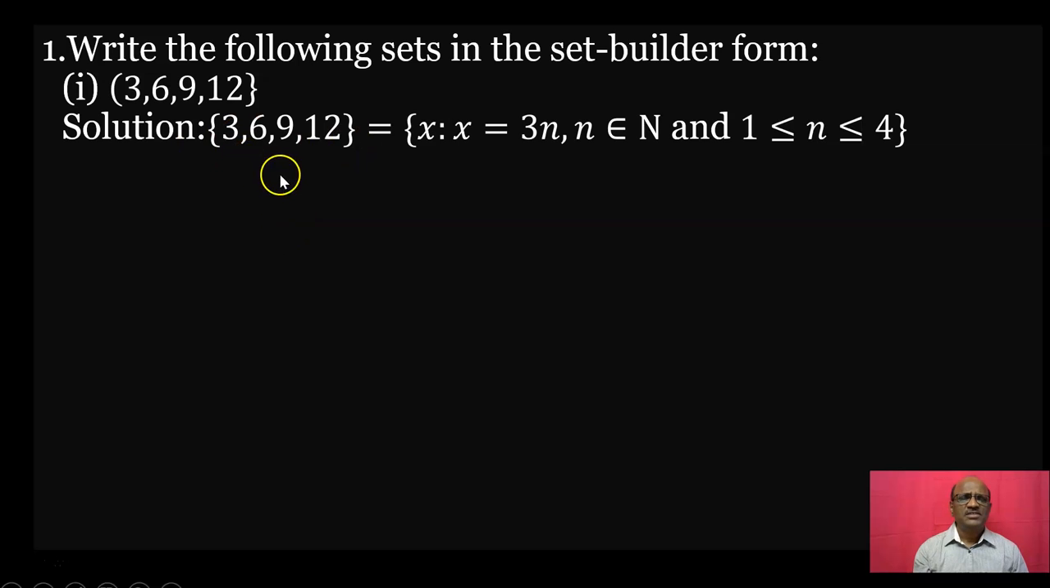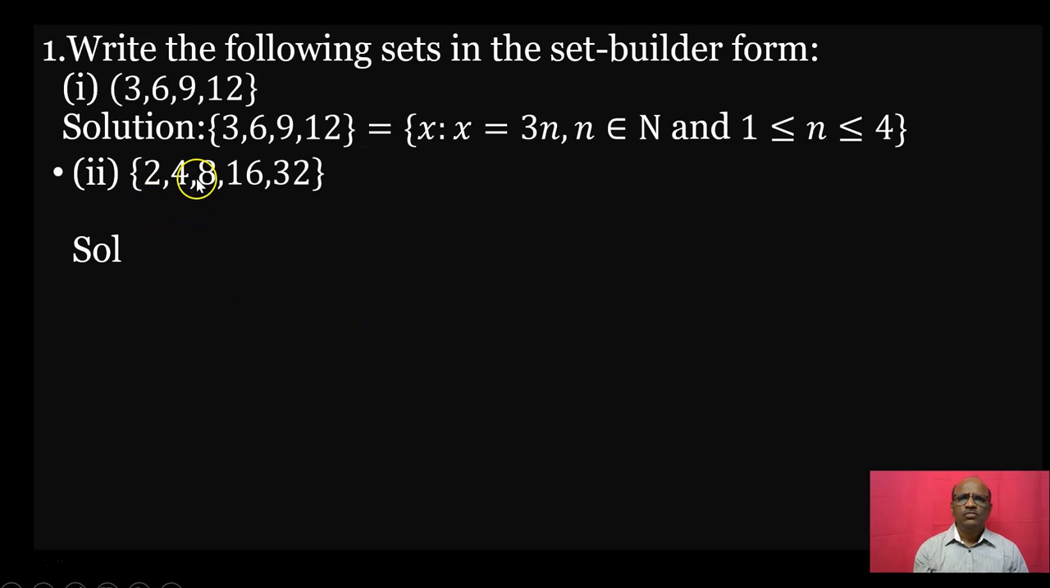What type of numbers are these? These are the multiples of 3. Therefore x such that x is equal to 3n, where n belongs to the set of natural numbers. But what must n be? n must lie between 1 and 4, equal to 1 and equal to 4 also. Okay. If you take n equal to 1, then you will get 3. n equal to 2, then you will get 6, and in this way.